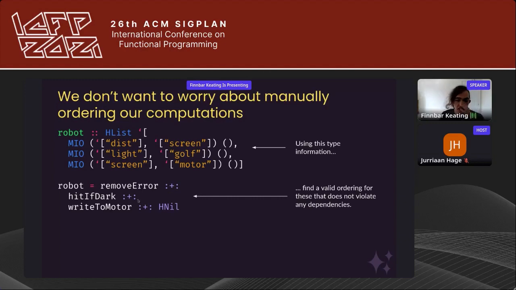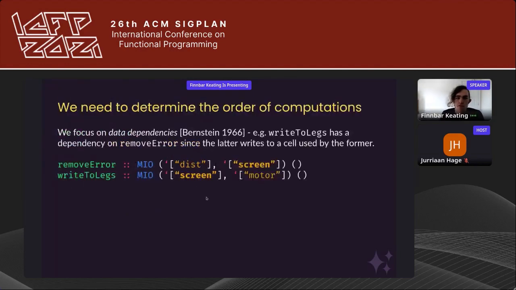We're combining these computations arbitrarily. We don't care about the order because the compiler is going to fix this for us. So as it says on the slide, we're going to use this type information to find a valid ordering for these that does not violate any of the dependencies. So step one, we need to determine the order of these computations more formally. So we need a type family that says this computation must run before this one.